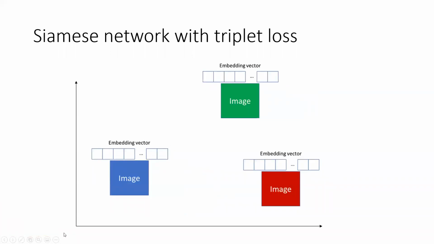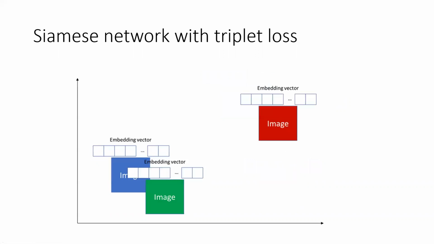We have a blue one as an original image, a green one as a positive image, which is an image that was modified and should be really close to the original image, and a negative image, which is some other image that we don't use. Here it's red. After we train the network, we should have something like this. The original image and the modified image should be close to each other in this vector space, and the red image, which is not similar, just any other image, should be quite far away from these two images in this embedding space.